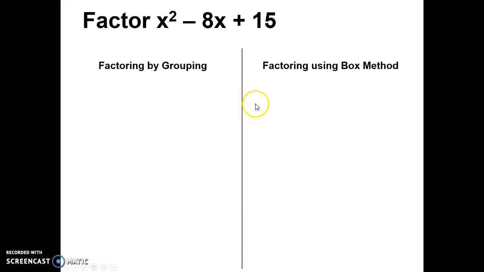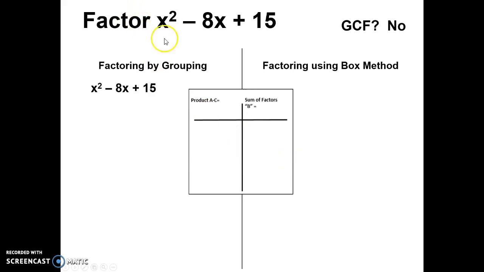Okay, let's do this one. And I'm going to speed things up a little bit. The only difference between this and what we had before is our B is negative. Is there a GCF? No. I'm going to use the AC method. I'm going to take 1 times 15. That's 15. This B term here, negative 8, goes there. I'm looking for two numbers that multiply to 15, but add up to negative 8.